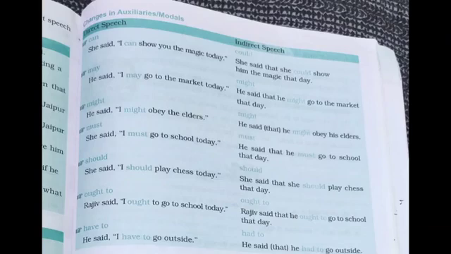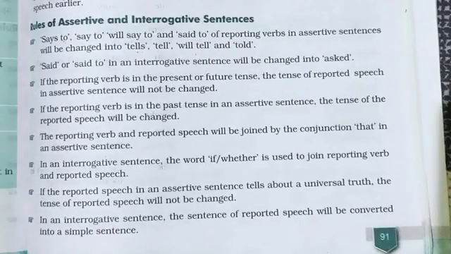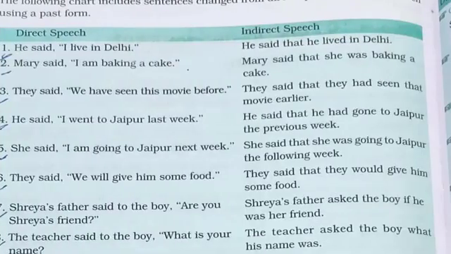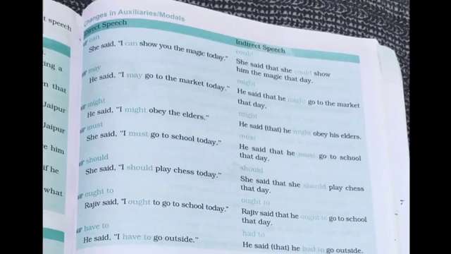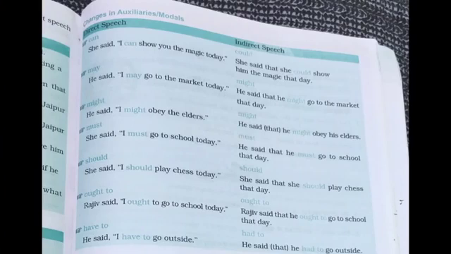So this table and the next table we are going to learn in the next part of this video. Again, we are going to revise direct and indirect speech. I am going to tell you the rules in a better manner. Till that time, you have to learn the rules of assertive and interrogative sentences. You have to write it in the fair notebook. Then you have to write these changes in words also in your fair notebook, and the exercises and other things we will do in the next part of the video.